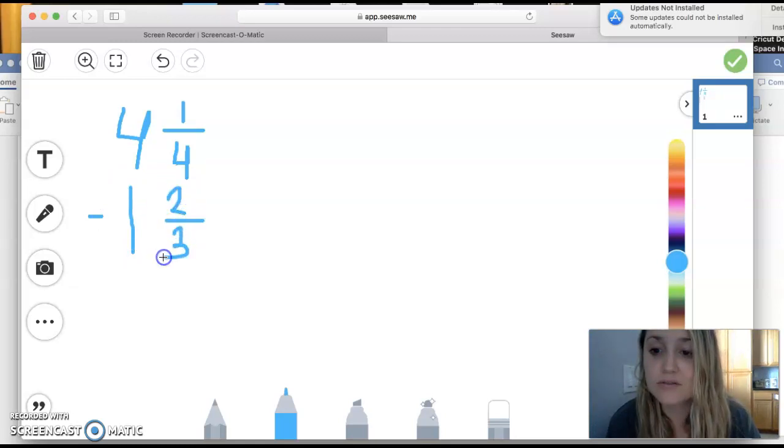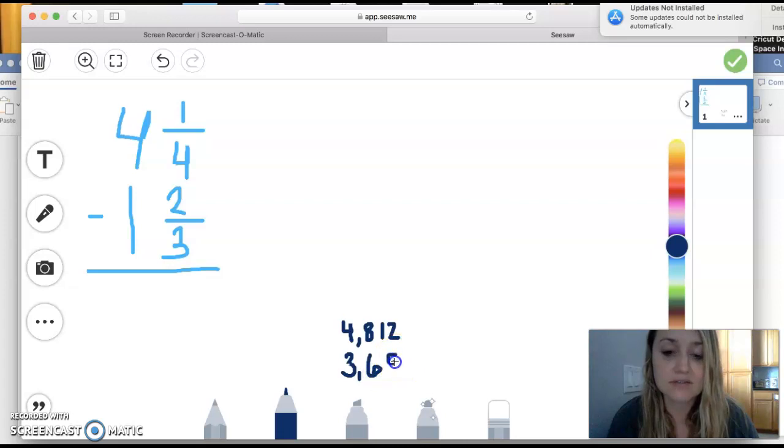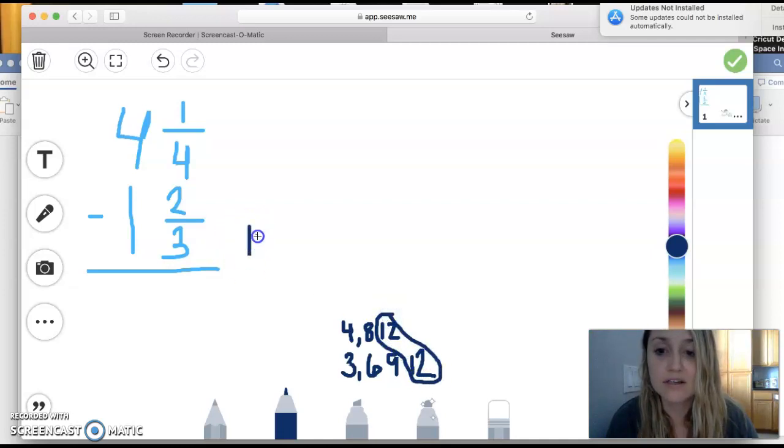Okay, so we're going to do the same thing we've been doing, in the sense of first finding that common denominator. So we have 4 and 3. We have 4 times 2 is 8, 4 times 3 is 12, 3 times 2 is 6, 3 times 3 is 9, 3 times 4 is 12. So we know 12 is going to be our denominator.